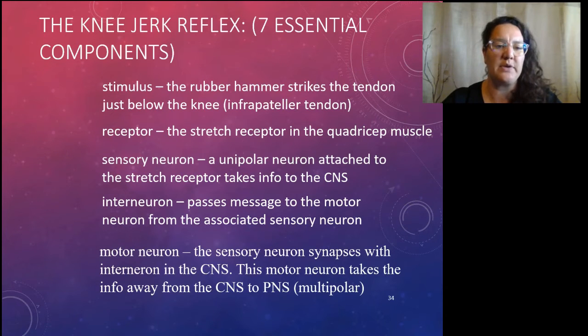The third component is the sensory neuron. So this is a unipolar neuron attached to the stretch receptor that takes information to the central nervous system. The interneuron in the central nervous system is going to pass the message to the motor neuron from the associated sensory neuron. So it's going to turn that message from a sensory message into a motor message. And that motor neuron takes that message away from the central nervous system to the peripheral nervous system and affects an action.